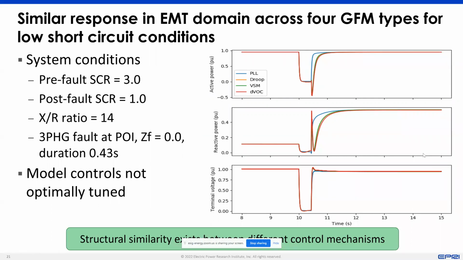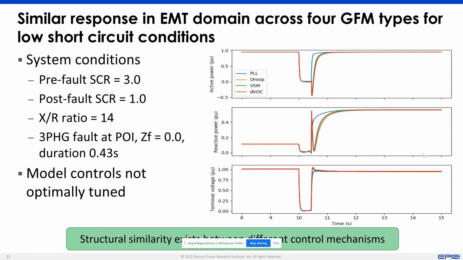AEMO has a list of model acceptance tests that they do. So this was one of the criteria, and we just ran this one test where you have a pre-fault short circuit ratio of 3, a post-fault short circuit ratio of 1, an X/R ratio of 14, and we apply a 3-phase fault for 0.43 seconds at the inverter terminal.